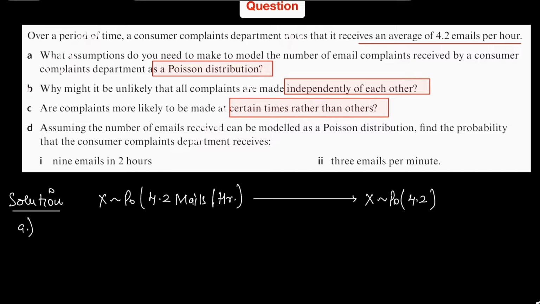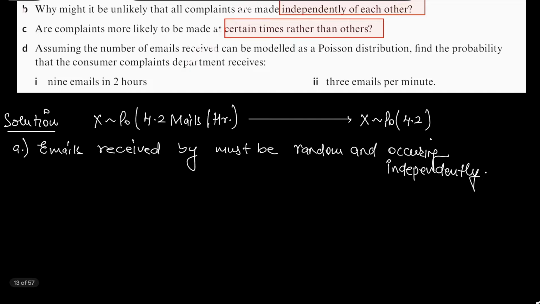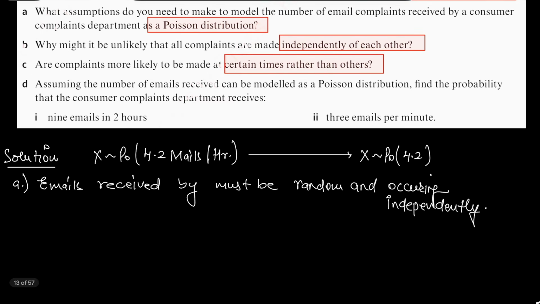Now the first part says, what assumption do you need to make to model the given situation by Poisson distribution. So I will write the answer as: emails received by the department must be random and occurring independently. It is very important that the number of emails received by the department are independent of each other. So this is the assumption which is taken in this particular question.